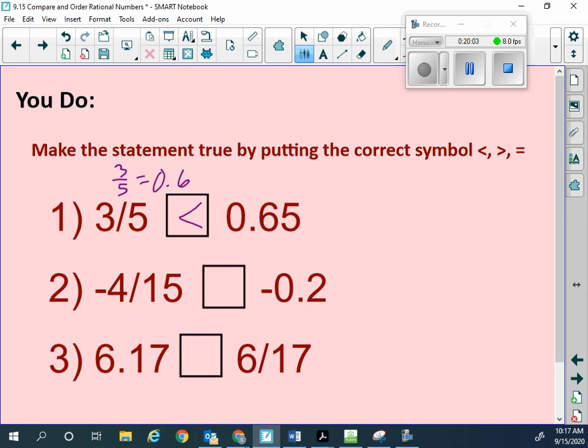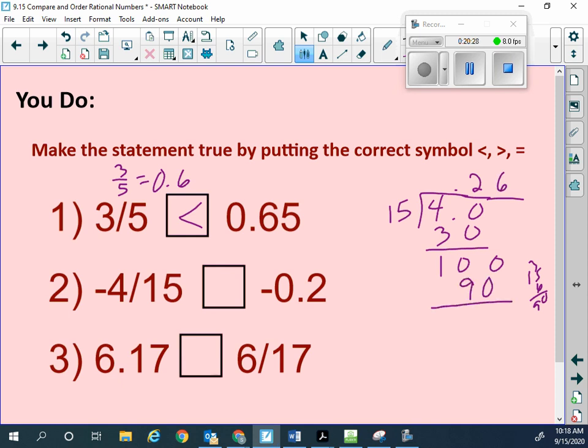The next one, 4/15. Again, I don't know that one, so I would have to divide that out. So 4 divided by 15 would be, how many? Was that 6? No. Yeah, 6. 9. Oh, I see what you're saying. So did you catch what he said? He was saying that this is negative 0.26.